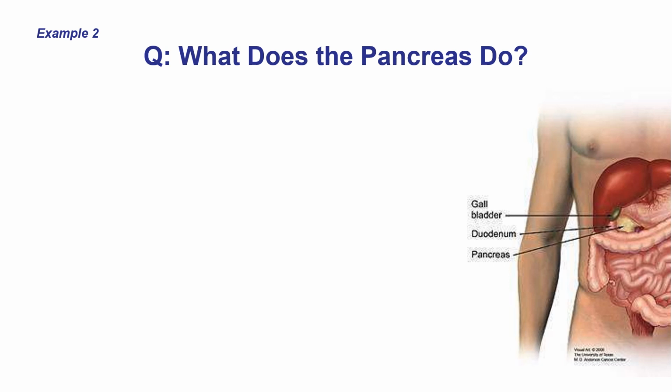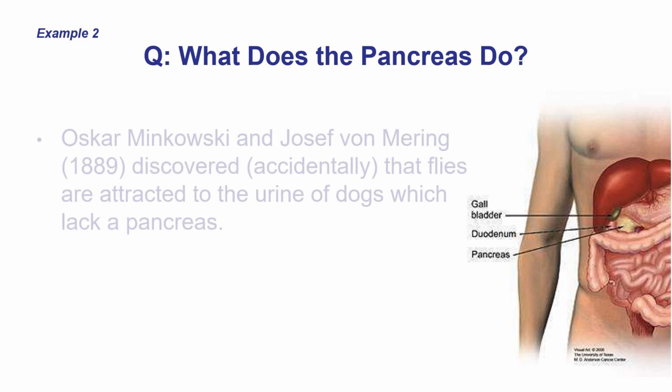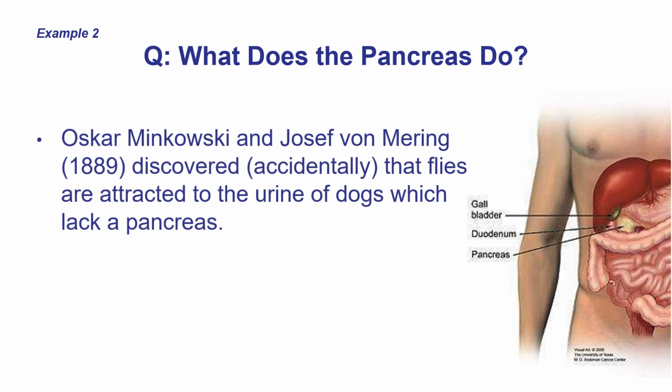All right, let's look at another example, this time from mammals like ourselves. Back in the 1800s, the early 1800s, no one knew what the pancreas did. So of course, anatomists had been cutting people and animals open for a long time. They knew about the pancreas and where it was, but they really didn't know what it did. And that was the case until the late 1800s. So there were two Russian researchers. Don't worry about the names or dates. This isn't a history course.